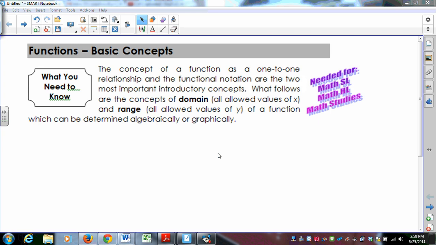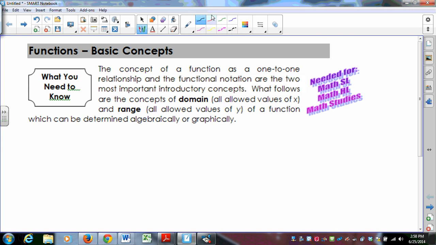Okay, so the next lesson in the string of pre-IB lessons deals with functions, what you should know about functions before you begin the IB program. So let's establish a couple of big ideas.